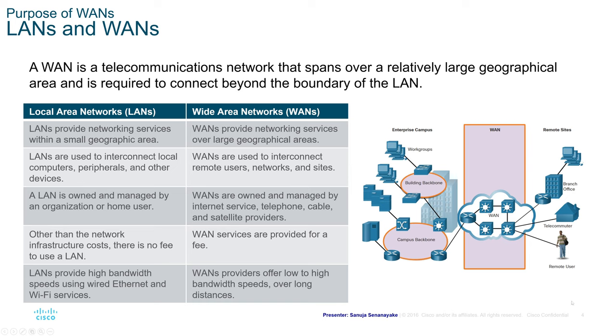And on the right-hand side, Cisco has provided us with a nice little diagram where you see the LANs being things like enterprise campuses. Right behind these switches, those are LANs, and also the remote sites behind the remote site router are a LAN. But what the WAN is doing is interconnecting those campuses with each other, which is a wide area network. So the building backbone, the campus backbone, and even this remote site behind the router are LANs, while what is interconnecting them is a WAN.